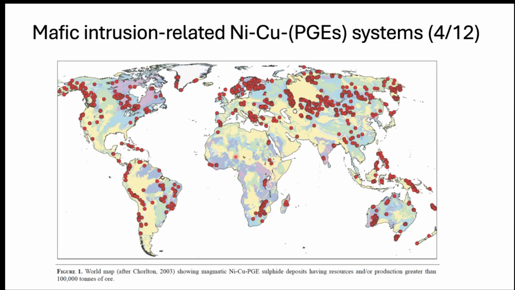And so here's a map of mafic intrusion-related nickel-copper PGE deposits in the world. There's an awful lot of them, but the number of very large ones is more rare. And so the map that Bob showed is a better representation of the large ones.